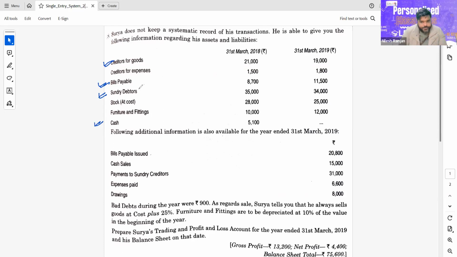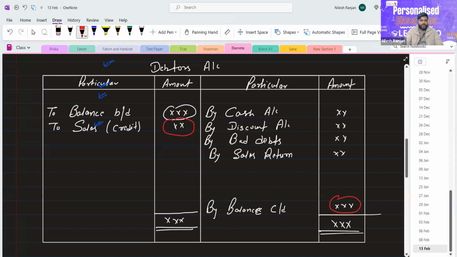Not clear? No, sir. Okay. I have just prepared the debtors account here. And you have written the information. One more information will be there. Oh, actually, I missed that.